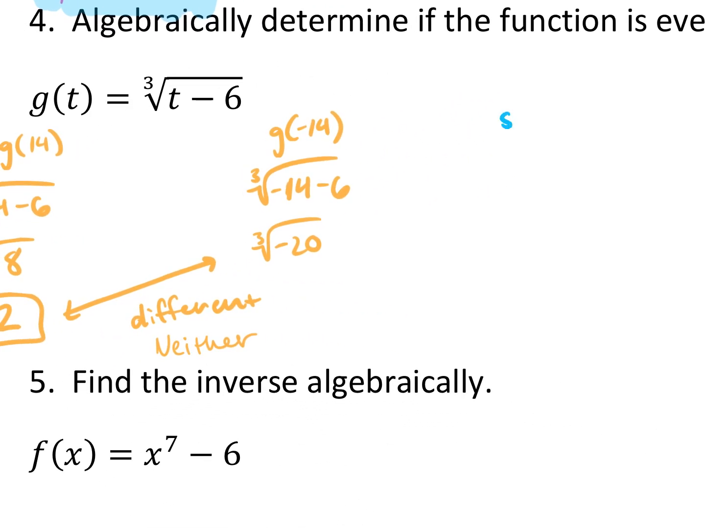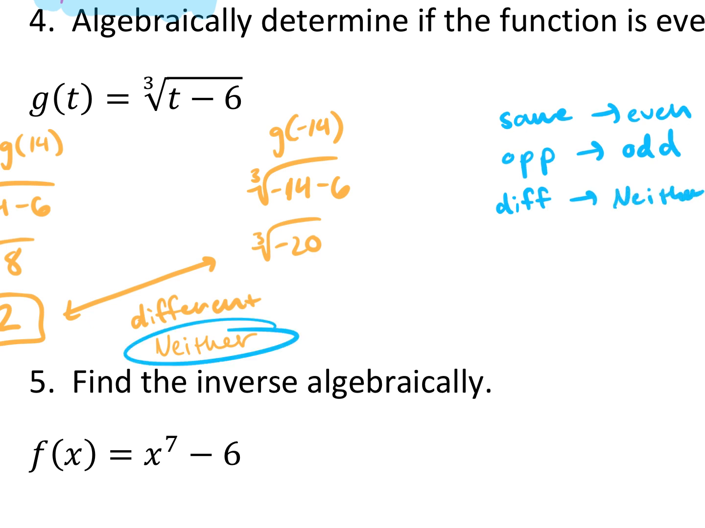If you get the same answer, that means that it is even. If you get opposite answers, that means that it is odd. And if you get different answers, that means that it is neither. Any questions here?